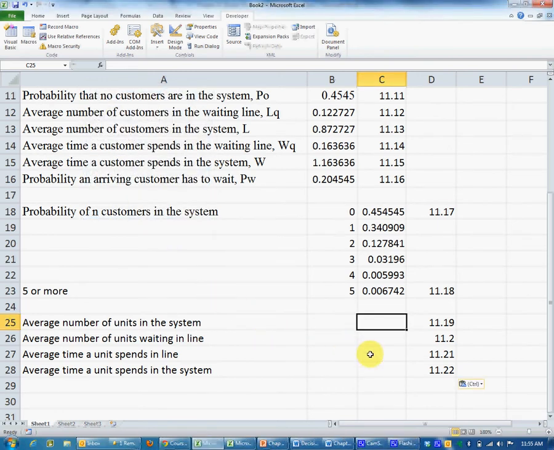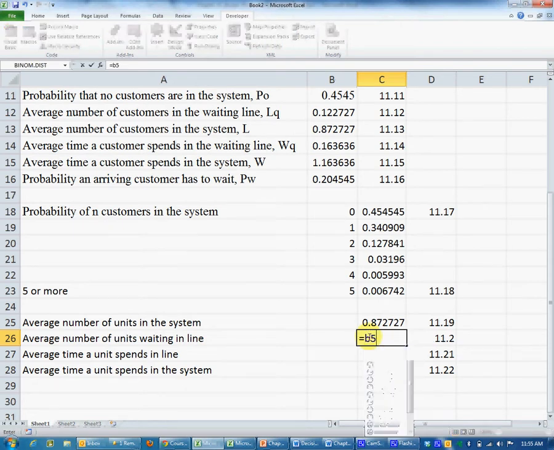Okay, so the average number of units in the system, this is equation 11.9. It's like we're doing half the book on this problem, which is just going to be B5 equals B5 times B15. So the average number of people in the system is 0.87. Average number of units waiting in line, this is equation 11.2, so that equals B5 times B14.